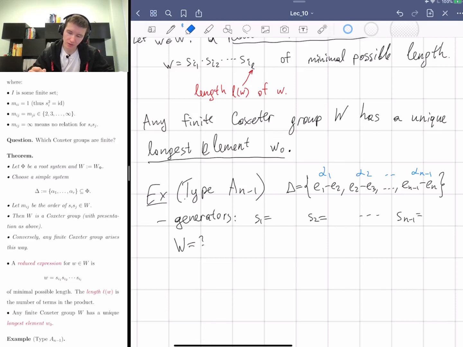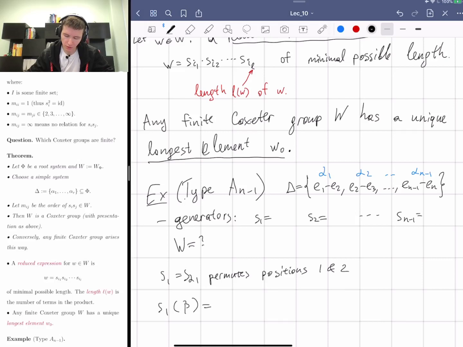So the point is that S alpha, well, if you take S e1 minus e2, let's say that would be S1, which is the same thing as S alpha 1. It permutes positions 1 and 2. So in other words, S1 of some vector beta is equal to beta 2, beta 1, beta 3, etc., beta n.